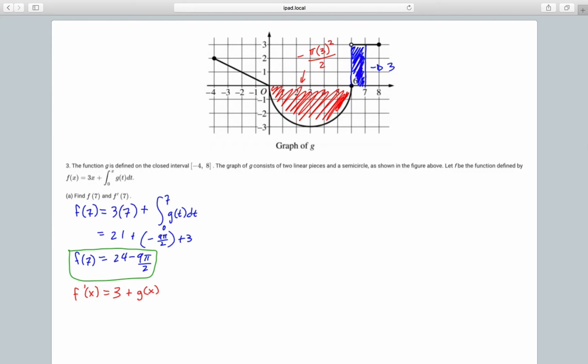All right, so that means f prime of 7 is 3 plus g of 7. So we just need to find the y value of g at 7. So back to my graph, the y value of g at 7 is 3. So 3 plus 3 is 6. So f prime of 7 is 6.